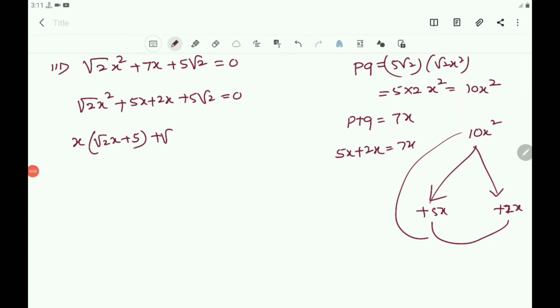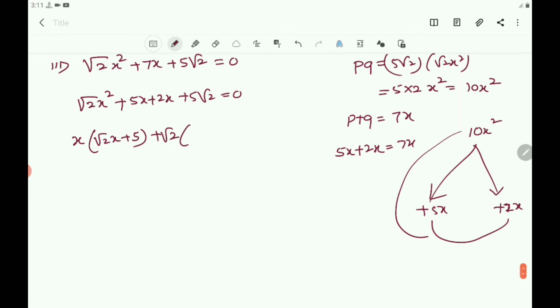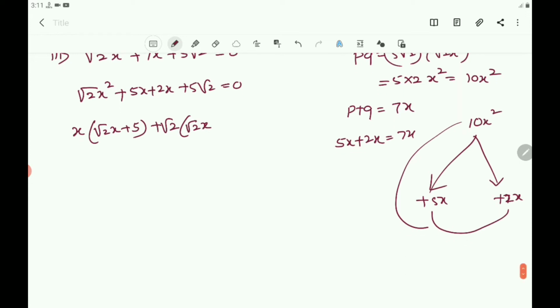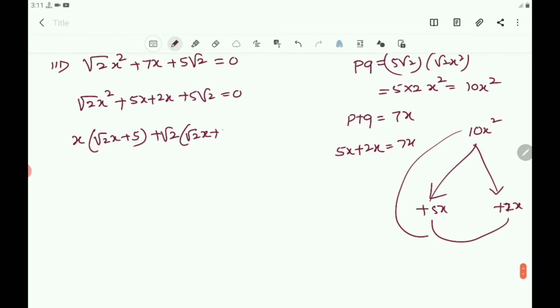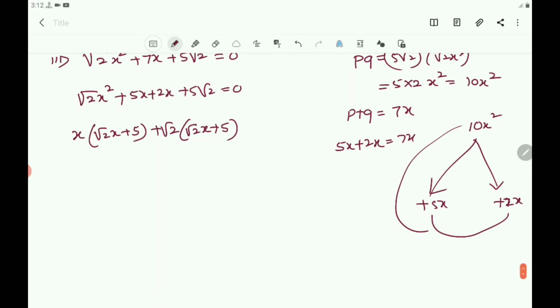So root 2 is common, write that outside. In the bracket root 2 will remain, x will remain. So you got root 2x plus 5 root 2, which means root 2 is outside, and in the bracket you will get 5. So you got root 2x plus 5 in the bracket.